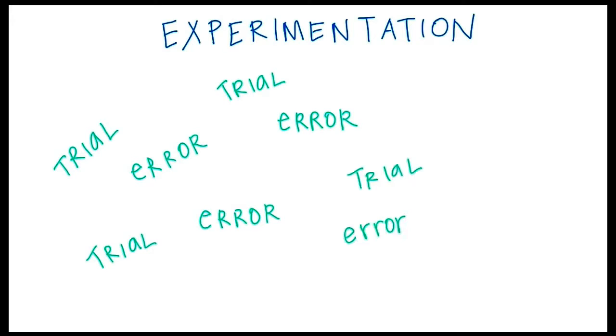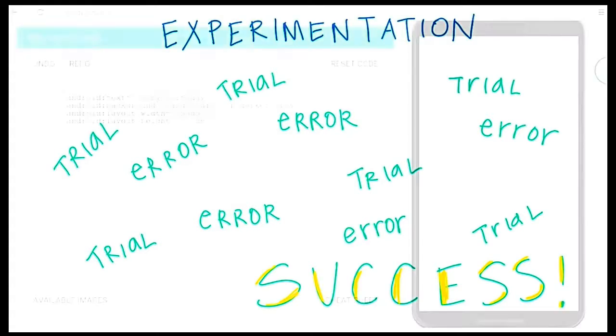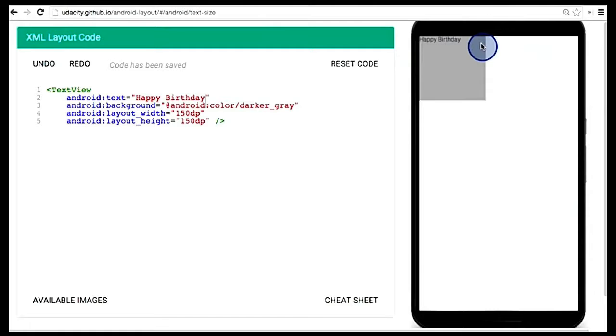This type of experimentation is a critical part of learning Android development. Let's talk about the size of views now. We know that the width and height are expressed in dp values, or density independent pixels.